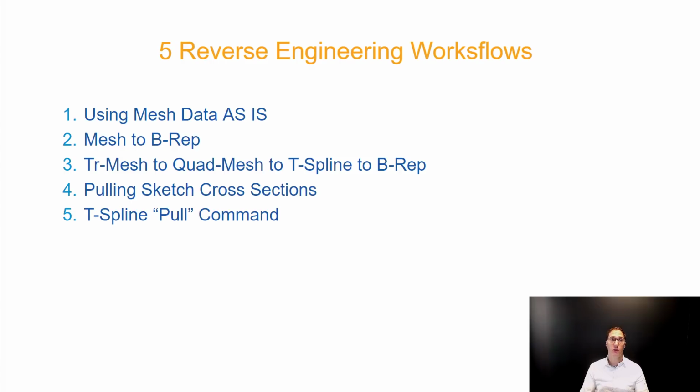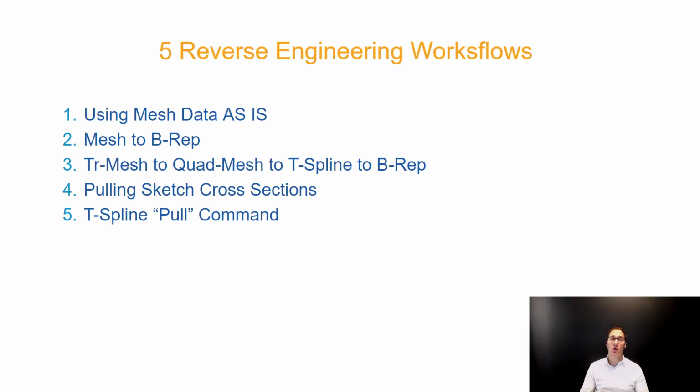We're going to start off with using the mesh data as is, which is an interesting one. It's kind of the reverse of what you might have thought we're going to do today. But the other 4 are definitely going to be exactly what you might have expected. We're going to convert meshes to B-reps in option number 2. We're going to convert the meshes to B-reps using an intermediary. We're going to go from a tri-mesh to a quad mesh to a T-spline and then to a B-rep. Sounds a little bit long-winded, but it's easier than you think.